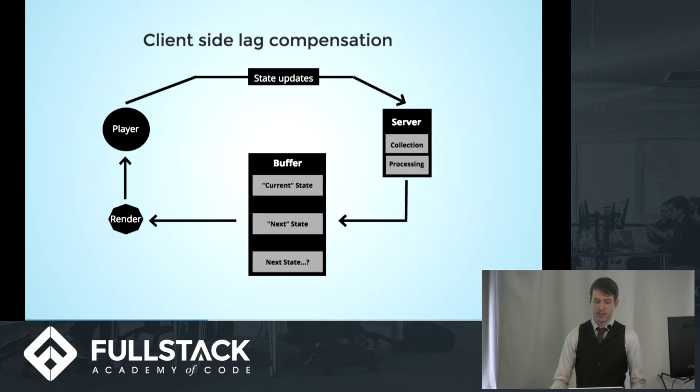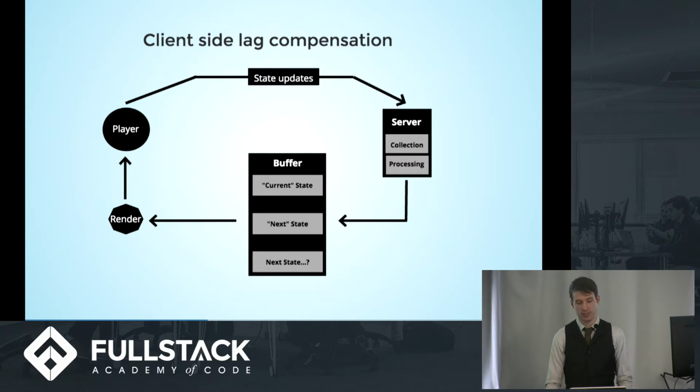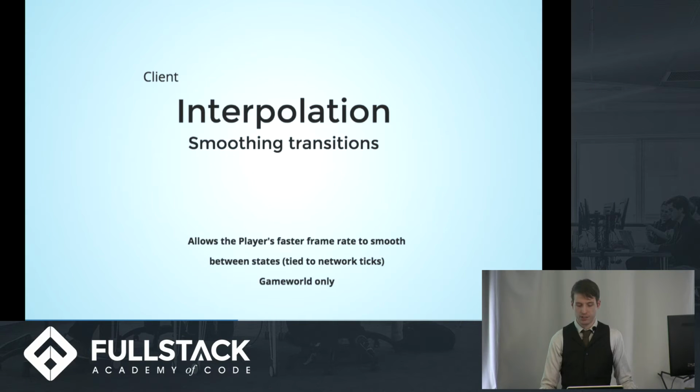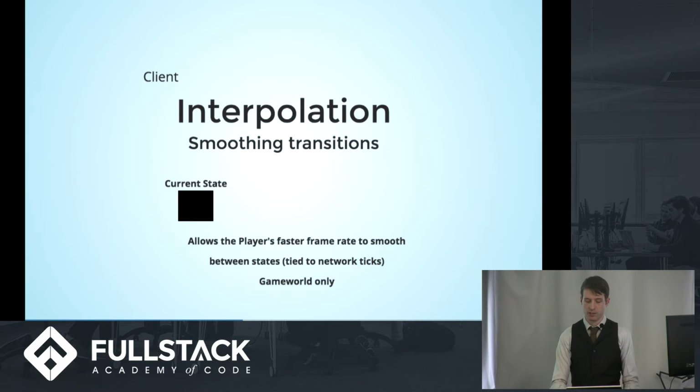So for client side lag compensation, our first technique is interpolation, which takes place between the current state and the next state in the buffer. But what is interpolation? Interpolation is essentially smoothing transitions between one state to the next. It allows the player's faster frame rate to smooth between states that are tied to network ticks. But this is also only involving the game world, not the player's actions.